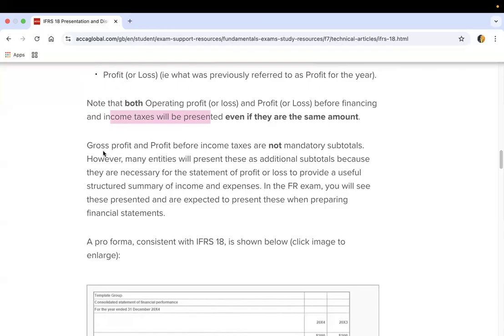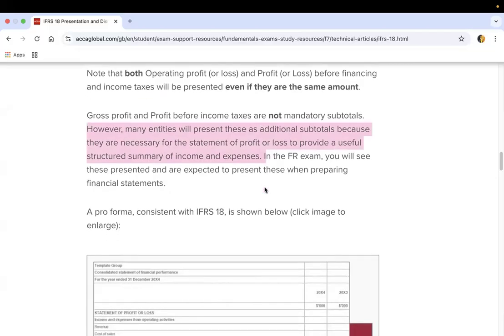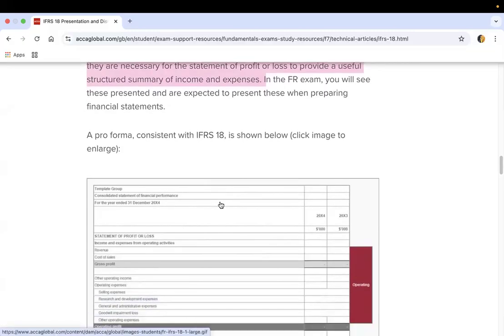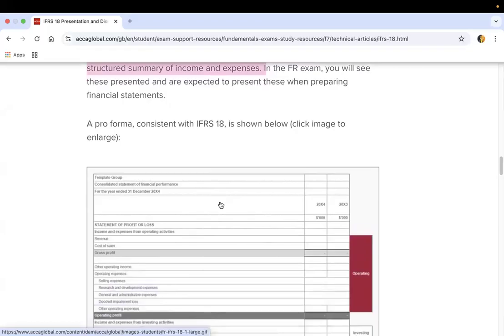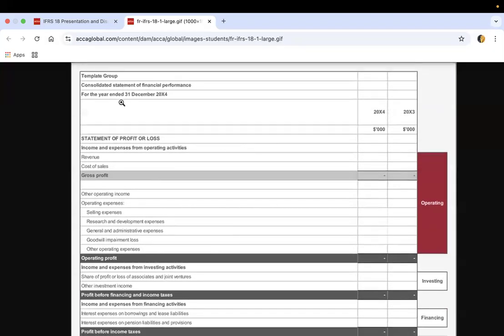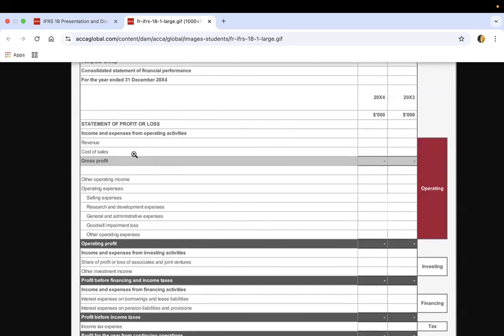Now, gross profit and profit before income tax are not mandatory subtotals. So if you skip these, it's not mandatory. However, many entities will present these as additional subtotals because they provide a useful structured summary of the statement of profit and loss. So in the FR exam, you will see these presented and are expected to present these when preparing financial statements, taking items into the respective lines. So this is the consolidated statement of financial performance, as in SOPL.